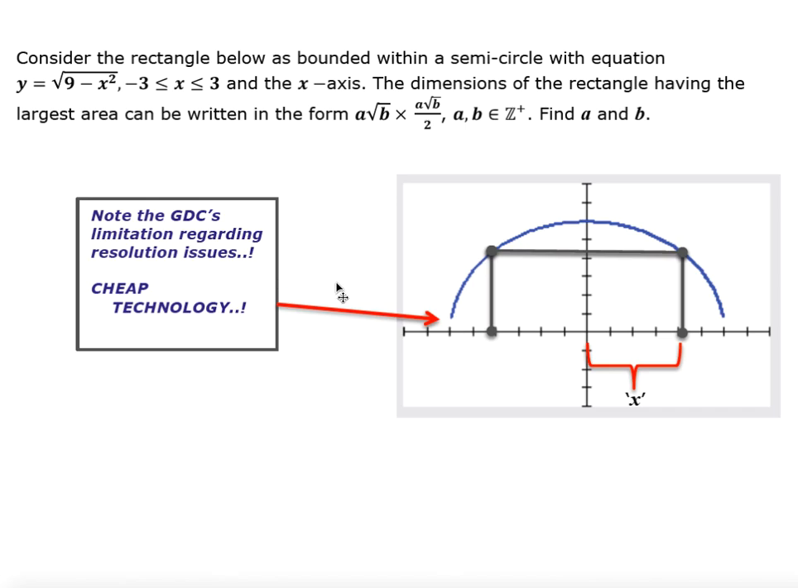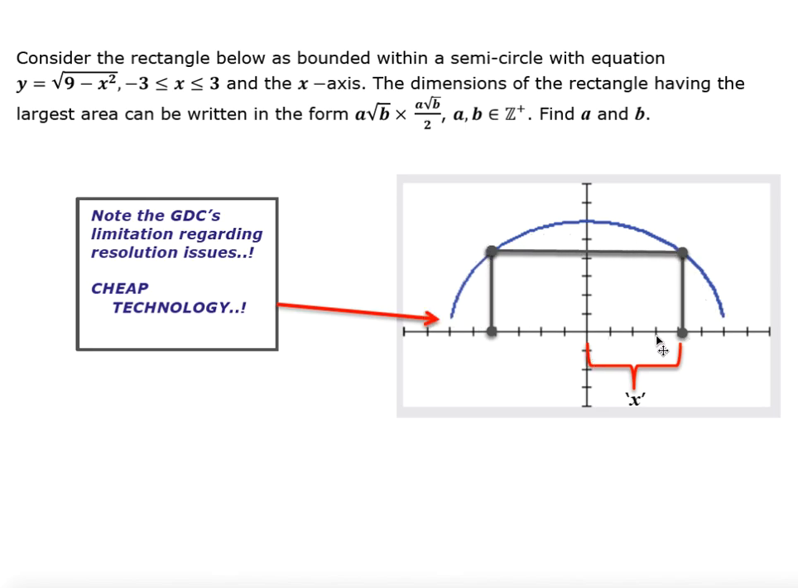A comment here: because I've used the GDC instead of some better technology, when this kind of thing shows up, that really is just what I call cheap technology, because there are some resolution issues, and of course that really should be completed as the top part of a so-called semicircle.